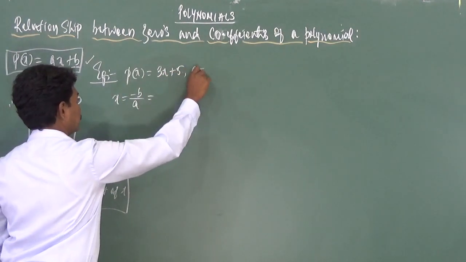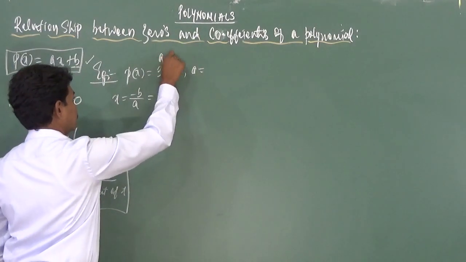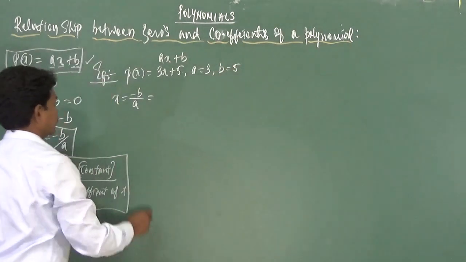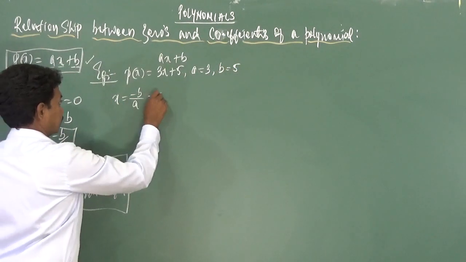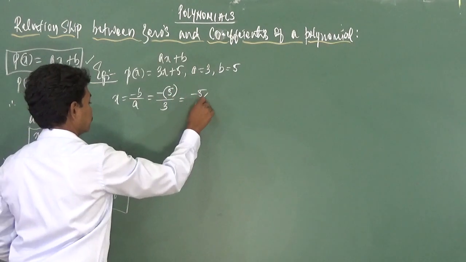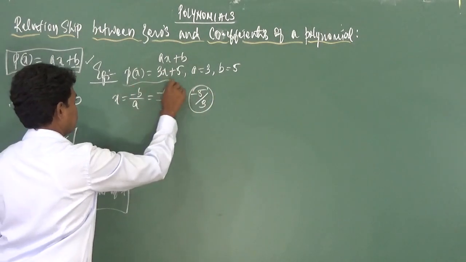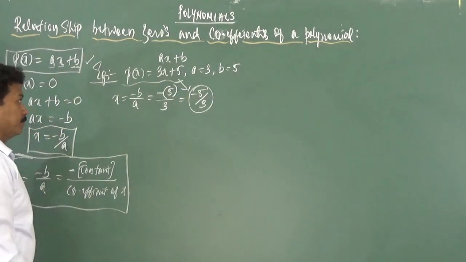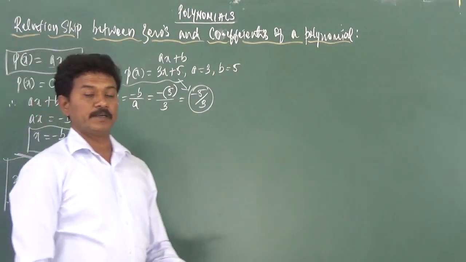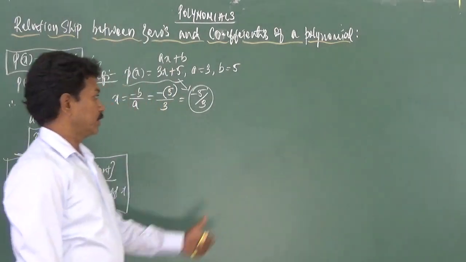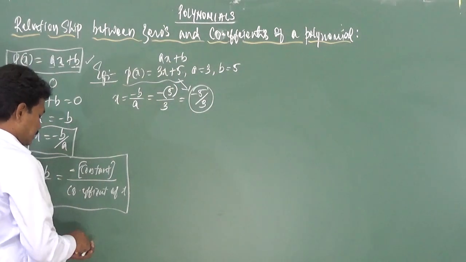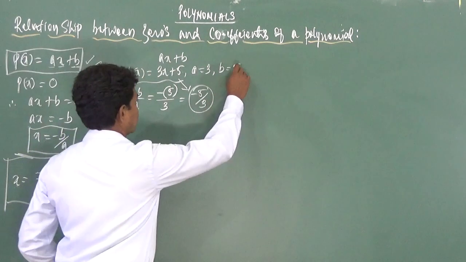So here a is equal to 3. That is, when you compare this with ax plus b, a is 3 and b is 5. So x is equal to minus b by a means minus of b value 5 and a value 3. Therefore minus 5 by 3. So the 0 of the polynomial 3x plus 5 is minus 5 by 3. So this is how we can easily and directly find the zeros of a polynomial in case of a linear polynomial. Now let us go with the next one, that is a quadratic polynomial.